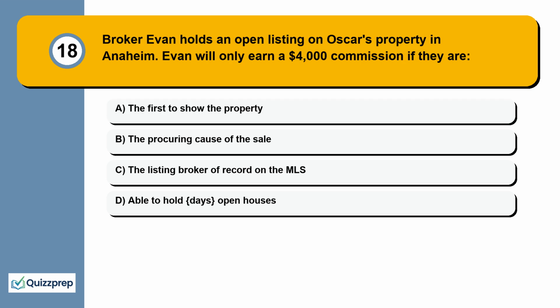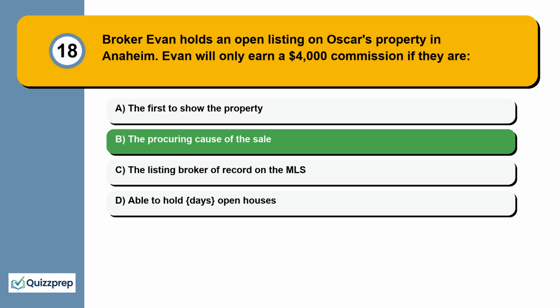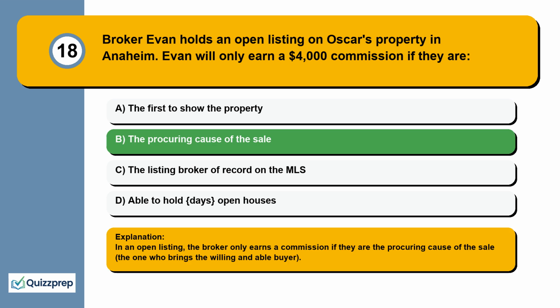Question 18. Broker Evan holds an open listing on Oscar's property in Anaheim. Evan will only earn a $4,000 commission if they are the first to show the property, the procuring cause of the sale, the listing broker of record on the MLS, able to hold, days, open houses. In an open listing, the broker only earns a commission if they are the procuring cause of the sale, the one who brings the willing and able buyer.